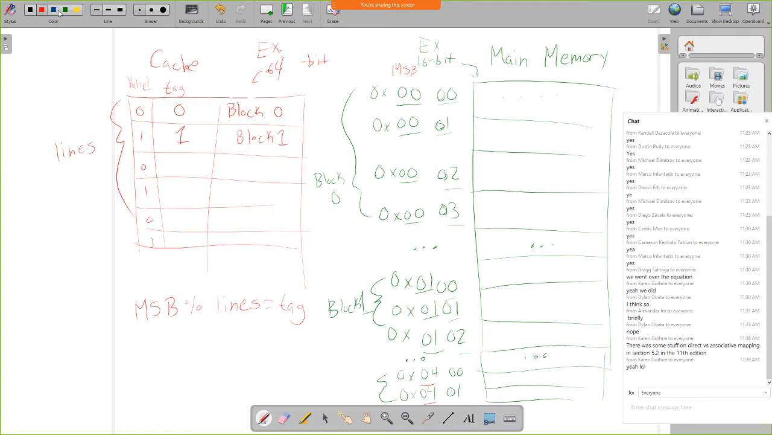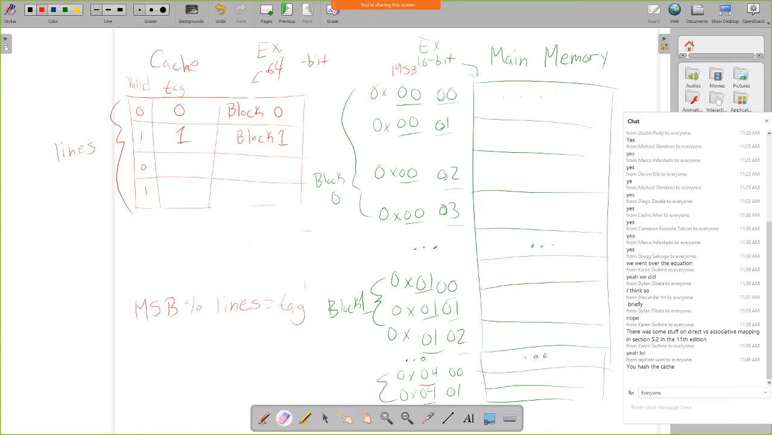So if I was to take something from block 0, it's going to end up with tag 0 because, oh, whoops. Again, probably should draw this a little bit more accurately. Let's just say there's only 4 lines in the cache. You hash the cache. Yeah, good pun. Solid. But yeah, we are kind of hashing it, right? So let's say we have 4 lines here, and then we have this memory space where we have block 0, block 1, block 4.